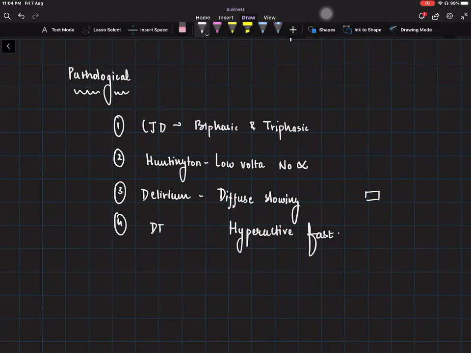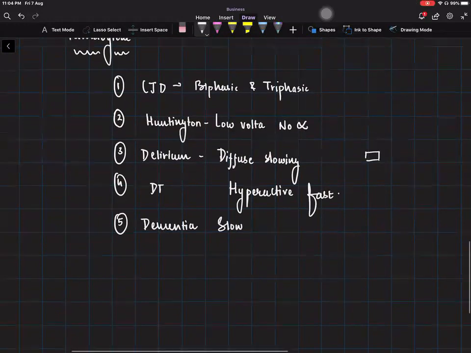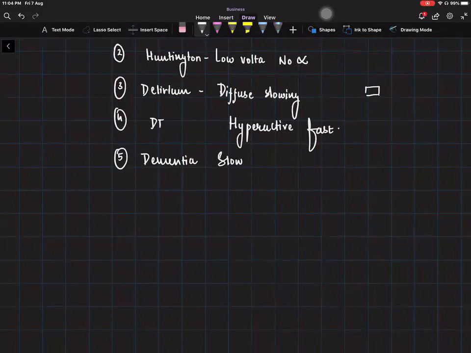Right? Again, in dementia, you again have slow waves. These can be focal. If it is frontotemporal dementia, the slow waves will be specifically localized to that area. If it is Alzheimer's, you'll see that they are localized initially towards specifically the temporal lobe.